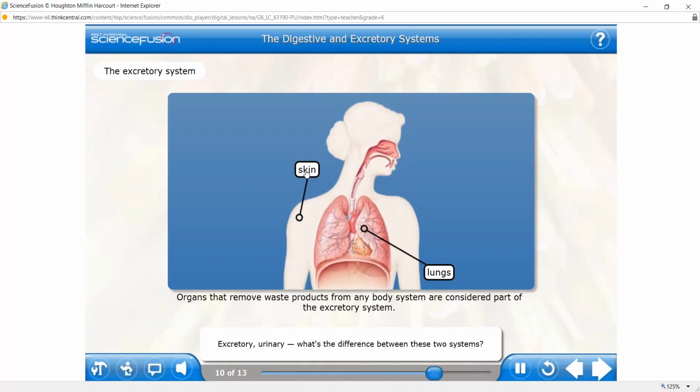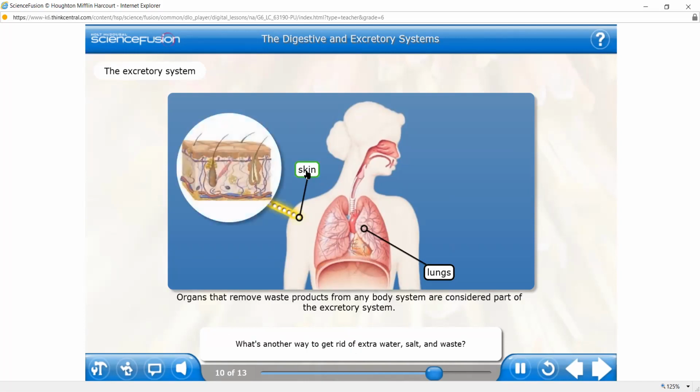Difference between these two systems? The urinary system is part of the excretory system, but other organs are as well. Organs that remove waste products from any body system are considered part of the excretory system. What's another way to get rid of extra water, salt, and waste? Through the skin, by sweating.